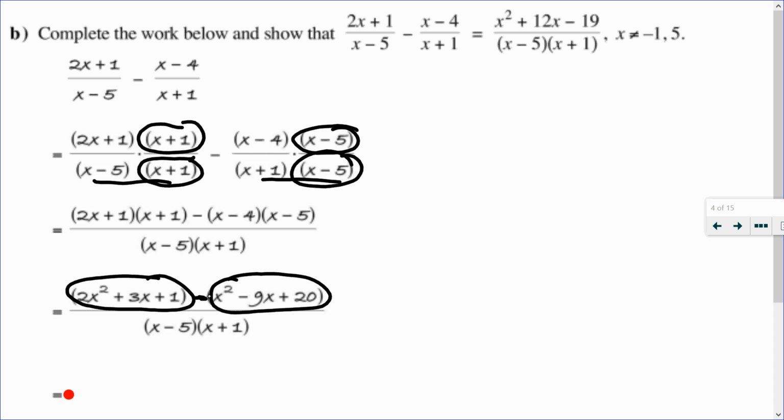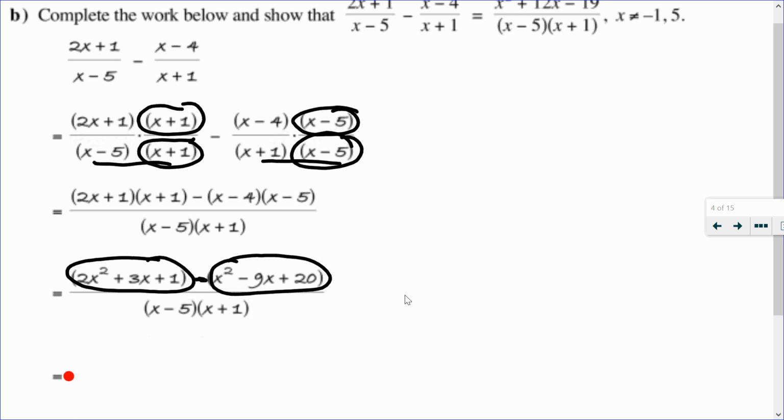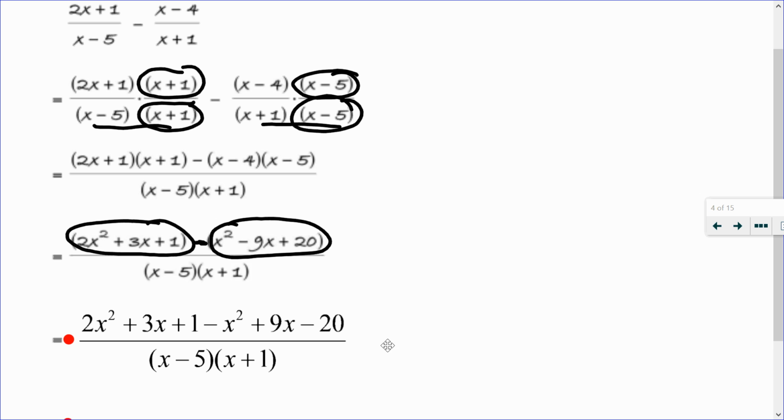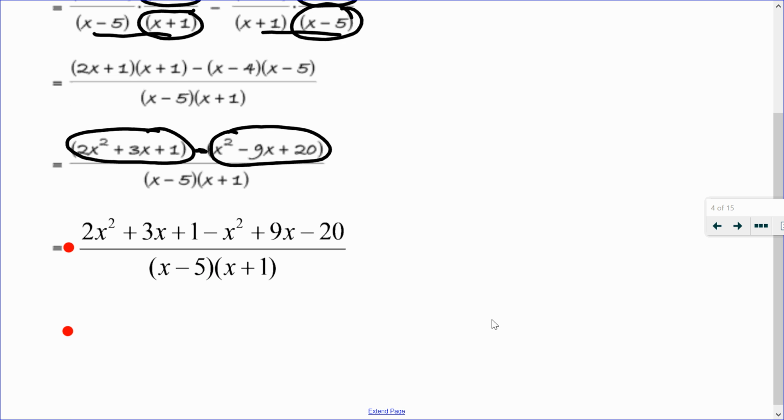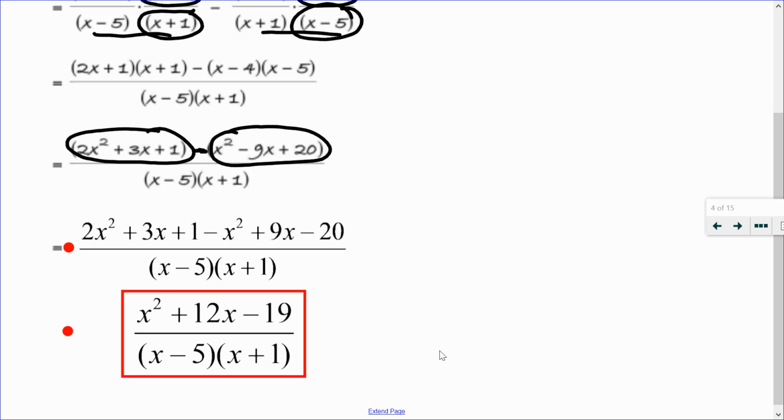Now these are subtracted, so remember when we're subtracting we use brackets to show we're subtracting it term by term. So I'm going to have 2x squared plus 3x plus 1, take away x squared, take away a negative 9x, which is a plus 9x, and take away a 20. So all I have left to do is just to group my like terms. So 2x squared take away an x squared, 3x plus 9x, and 1 take away 20. So in lowest terms, I get x squared plus 12x minus 19 over my common denominator. Now, if I could factor that further, I would, but that would be as far as I can go.